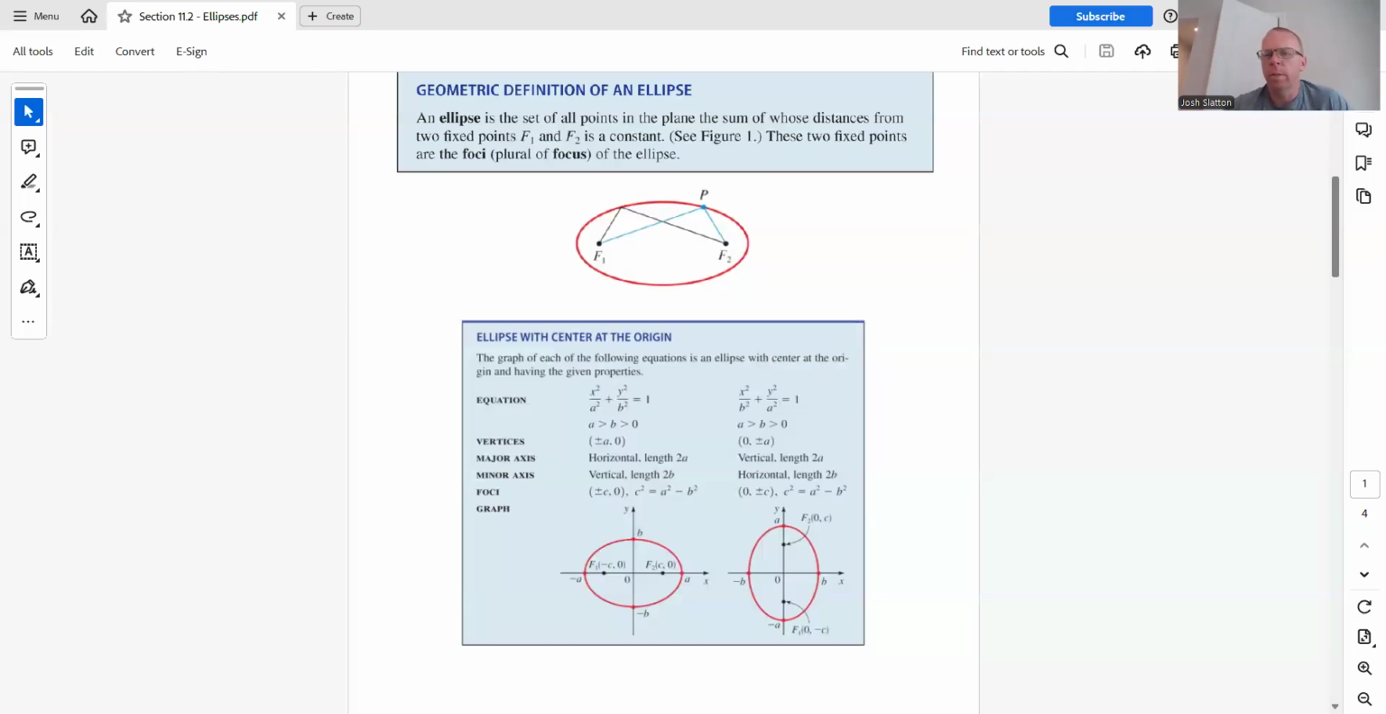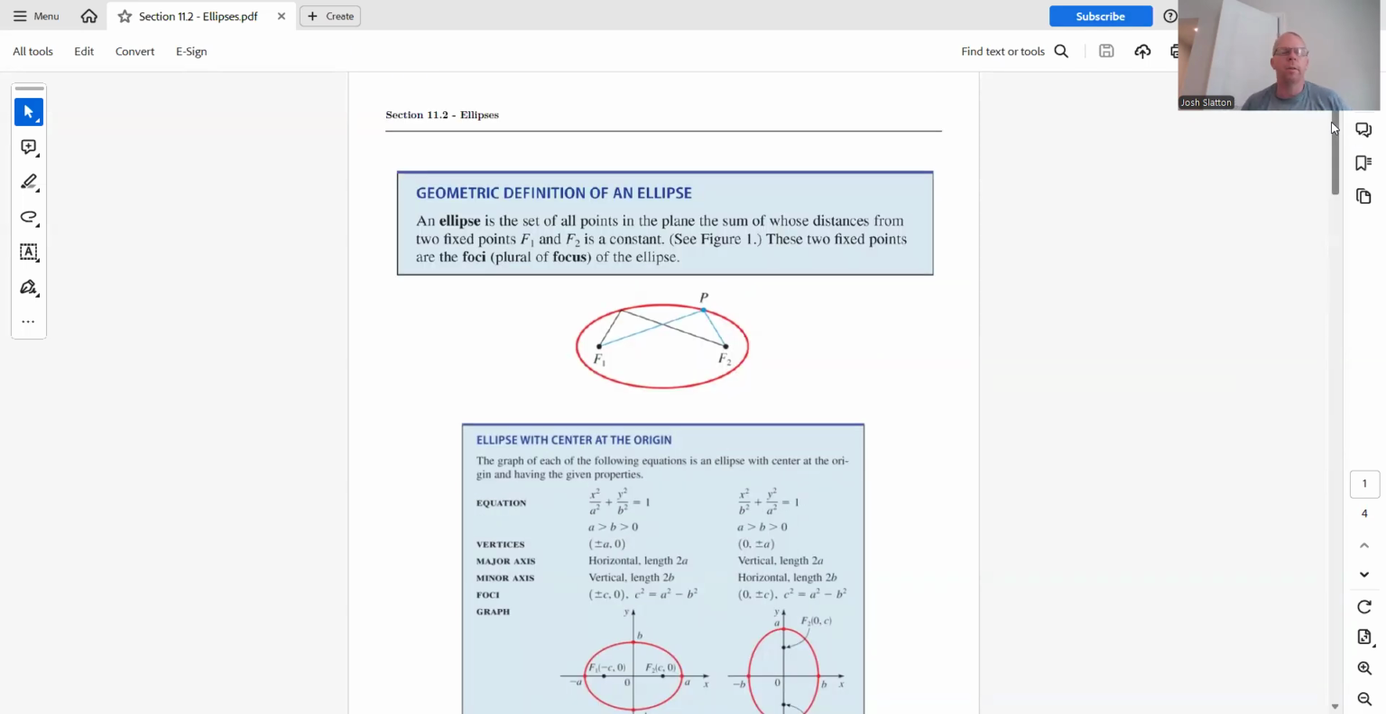All right, so 11.2, continuing with conic sections. This section is on ellipses, and so an ellipse is basically an elongated circle, is one way to think about it. The definition we see here is it's the set of all points, the sum of whose distances from two fixed points is a constant.